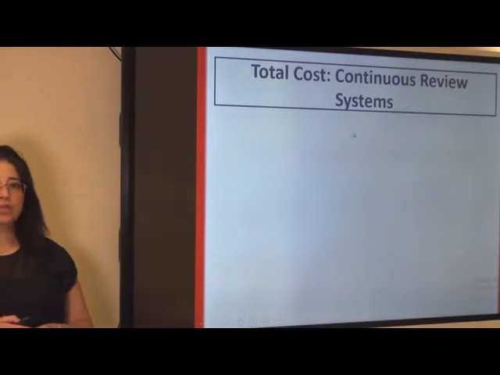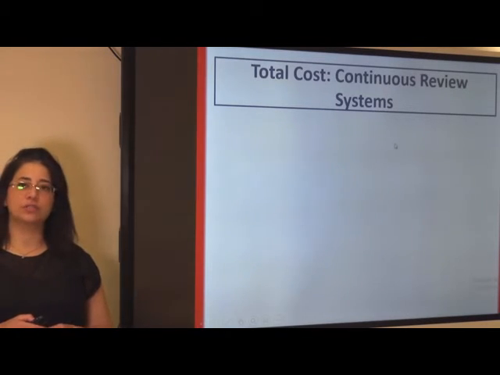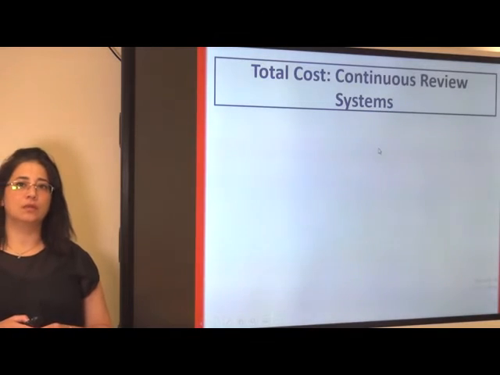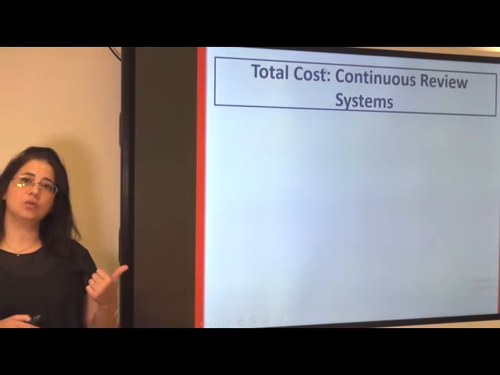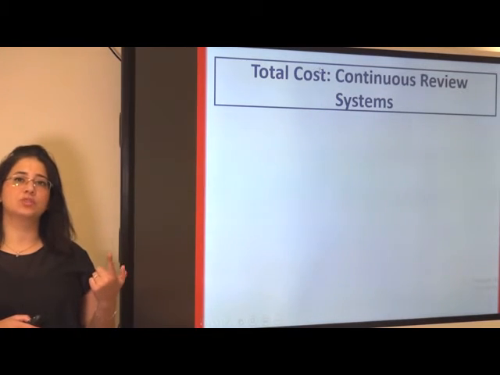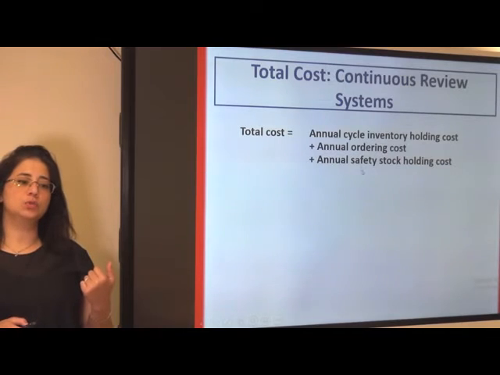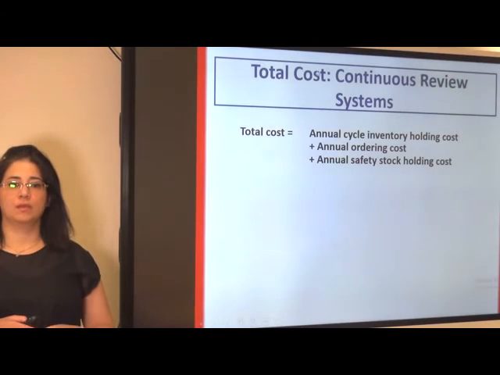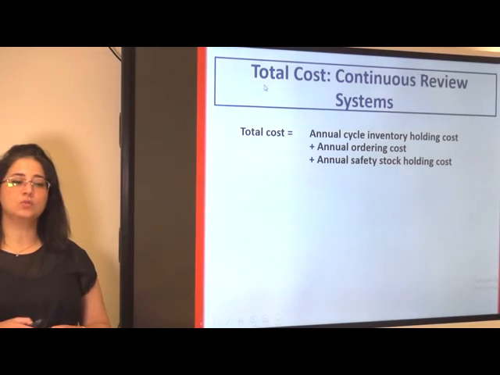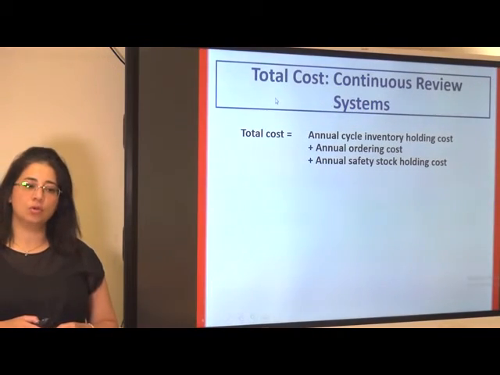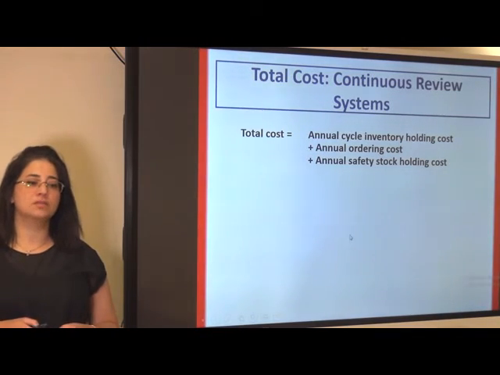Now to calculate the total cost for a continuous review system, as you have known previously, the total cost is the total inventory cost, holding cost, plus inventory ordering cost. We used to say that the holding cost is only for the cycle inventory. Now we have to include the safety stock. Then the total cost will be the annual holding cost for the cycle inventory, which is Q over 2, plus the holding cost for the safety stock, plus the ordering cost.